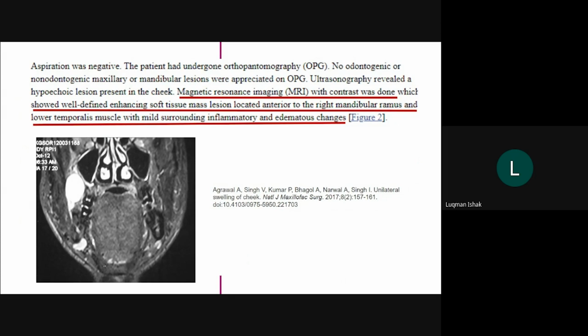An MRI with contrast was done, which showed a well-defined enhancing soft tissue lesion located anterior to the right mandibular ramus and lower temporalis muscle, with mild surrounding inflammatory and edematous changes.